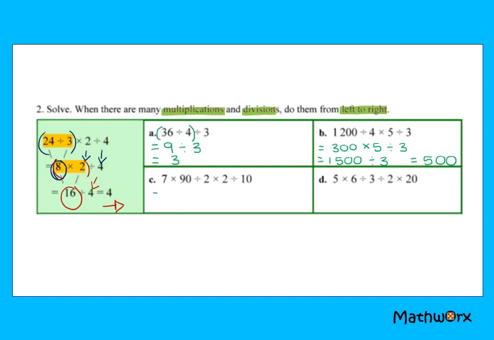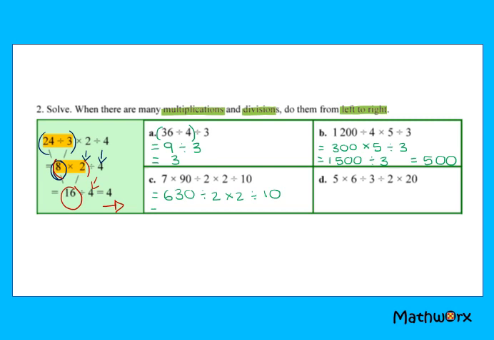Okay, if we look at C, we're going to do 7 times 90 first. And what's 7 times 9, guys? Okay, so 7 times 90 gives me 630. We're going to divide it by the 2 times the 2 and divide by the 10. We're going to just keep all of those in their place.